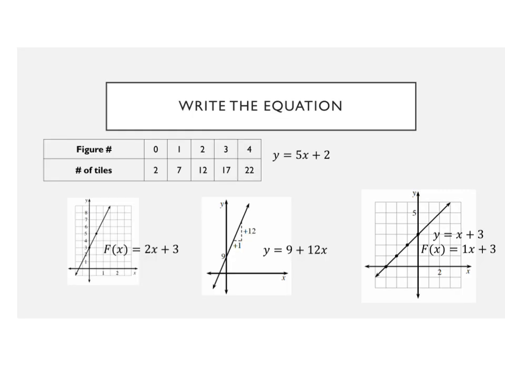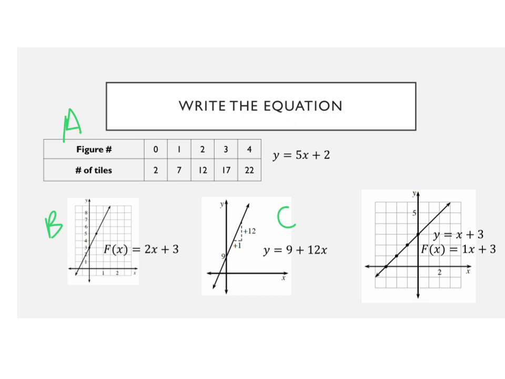So the equation for A is 5x plus 2, or 2 plus 5x. The equation for B is 2x plus 3, or 3 plus 2x. The equation for C is y equals 12x plus 9, or 9 plus 12x.